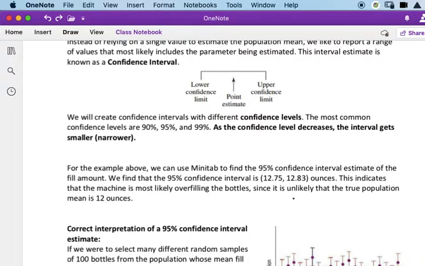If the interval did contain the value, then that would tell us that the true population mean could in fact be exactly 12 ounces. But since it's not, we would say that it's unlikely that the true population mean is 12 ounces.